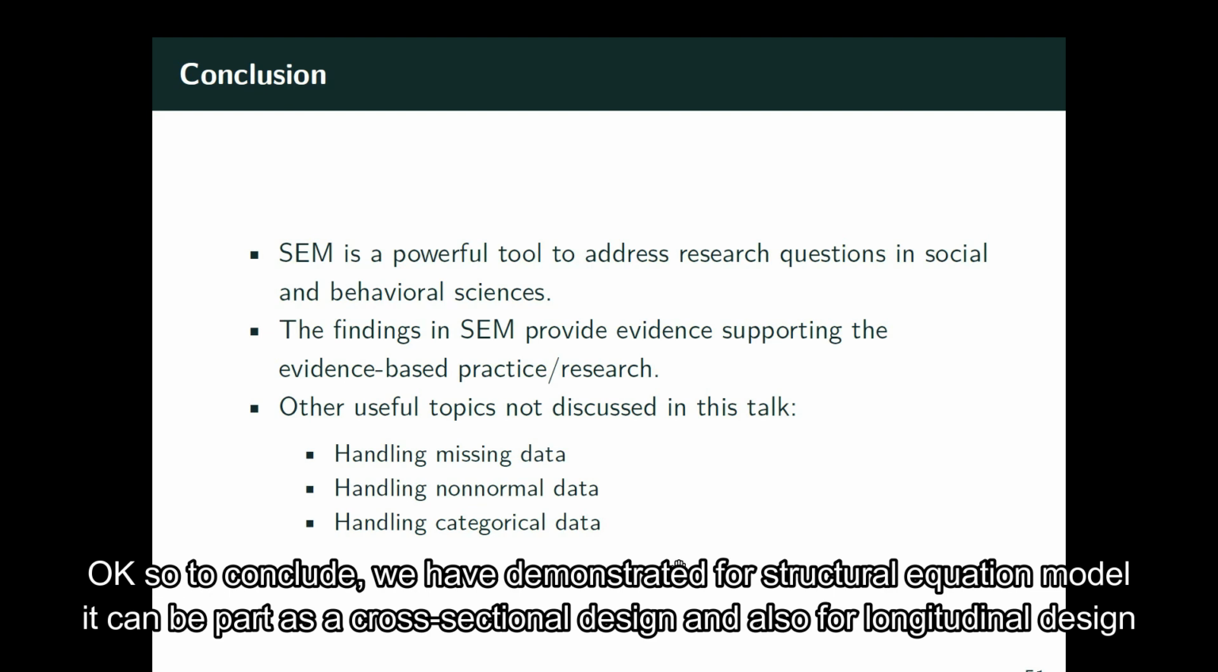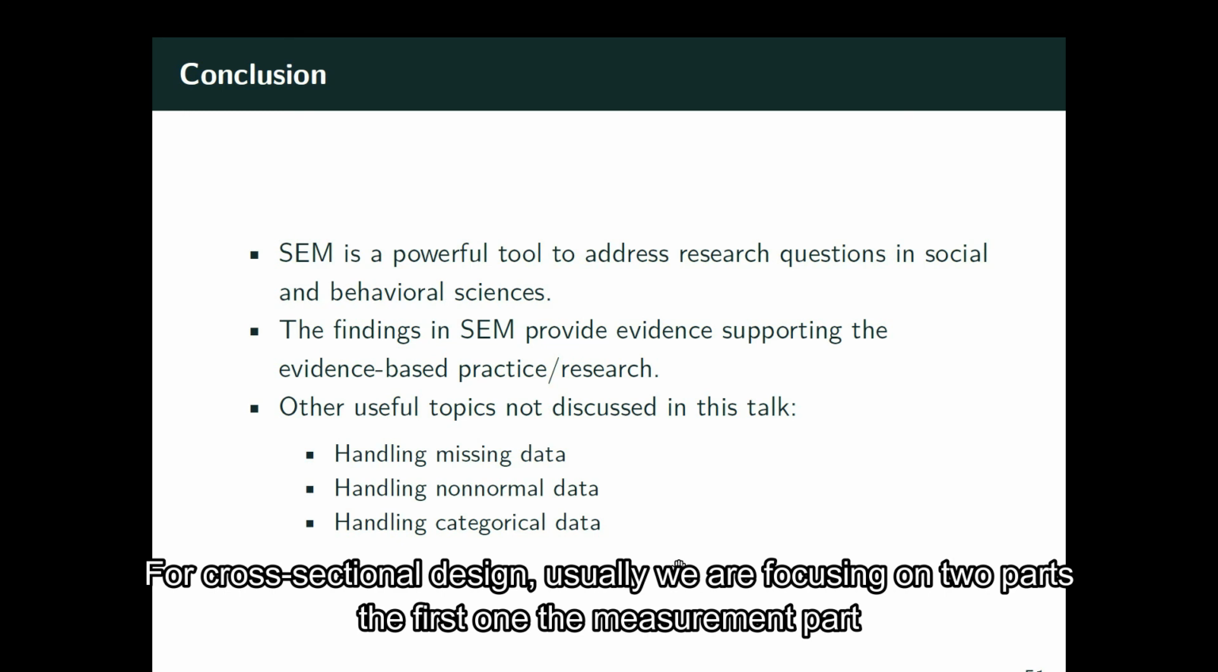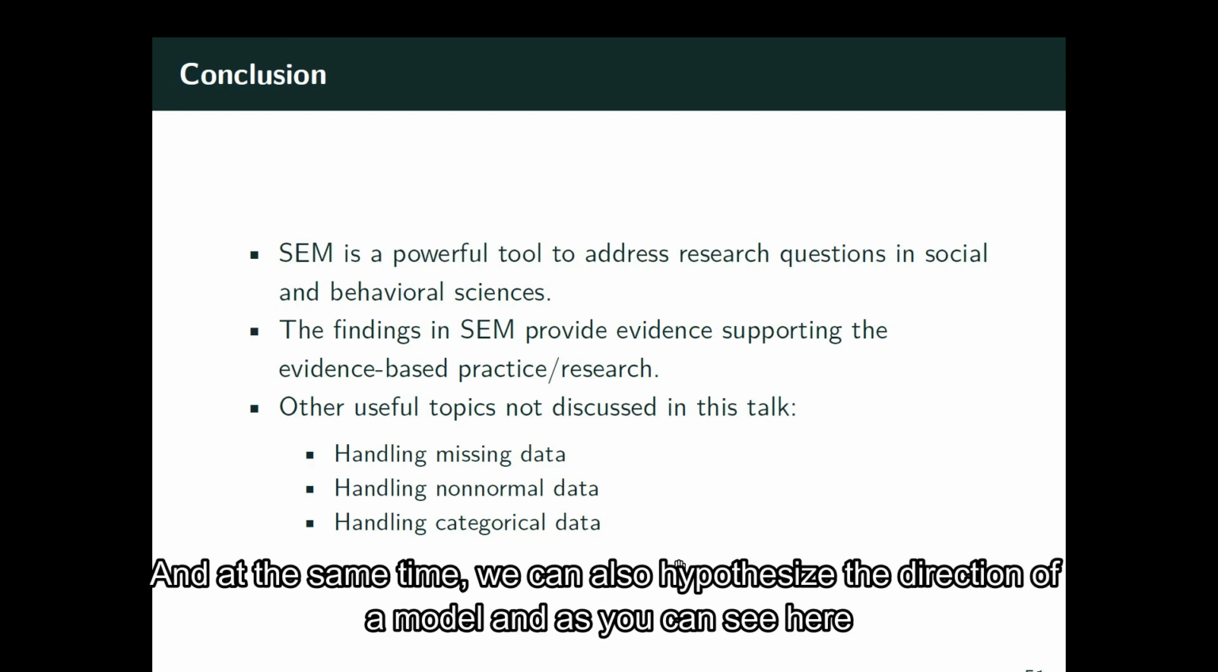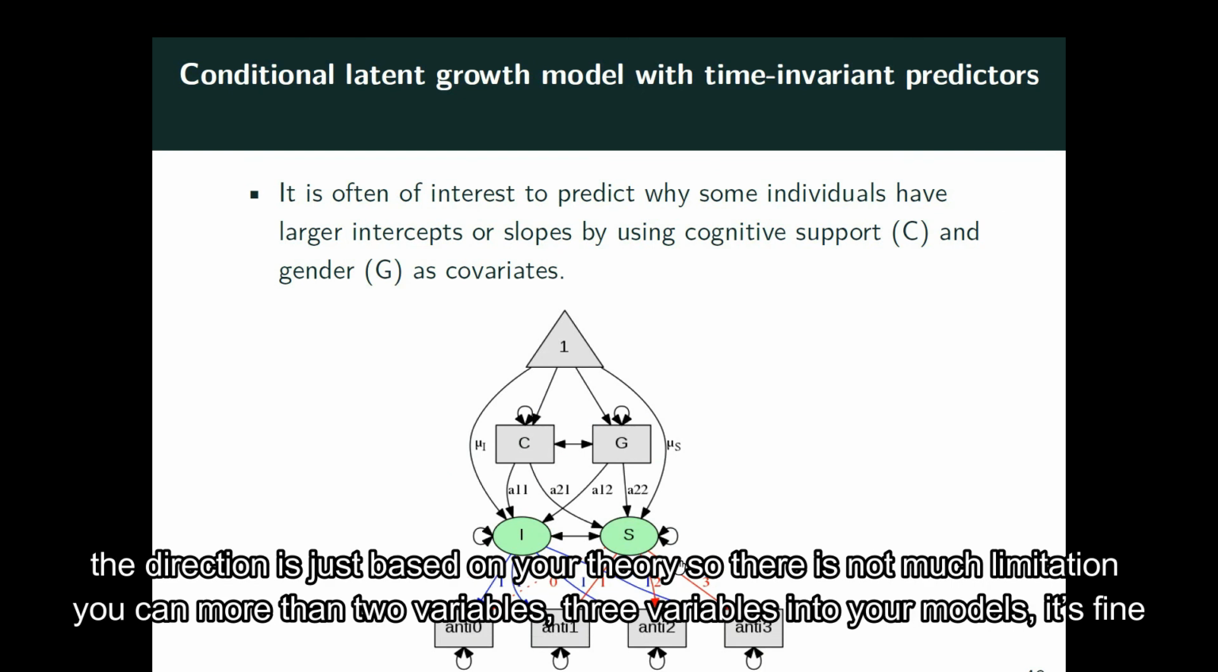So to conclude, we have demonstrated that the structural equation model can be applied as a cross-sectional design and also for longitudinal design. For cross-sectional design, usually we are focusing on two parts. The first one is the measurement part. We are looking at how the latent variables and the items are related, the so-called construct validity. At the same time, we can also hypothesize the directions of the model. And as you can see here, the directions are just based on your theory. So there's not much limitation. You can add more than 2 variables, 3 variables into your models, it's fine.